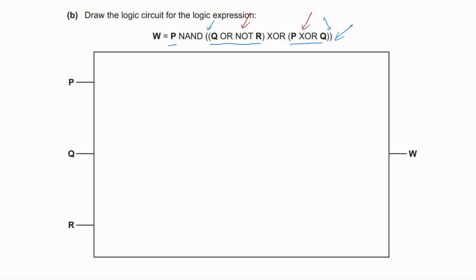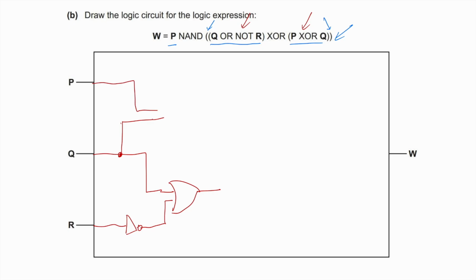So you have Q or not R. So we're going to start with Q, and then we have not R, and this is connected by an OR gate. And then we have P XOR Q. So we're going to draw a little wire from Q. We're going to connect that to P in an XOR gate. Okay, that's an XOR gate. And then both of these are connected to each other through an XOR gate. So we're going to draw another XOR gate right here.